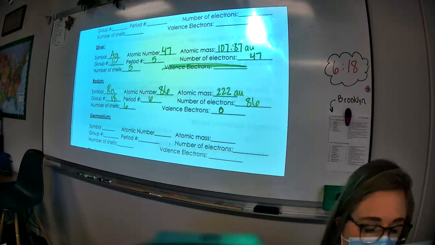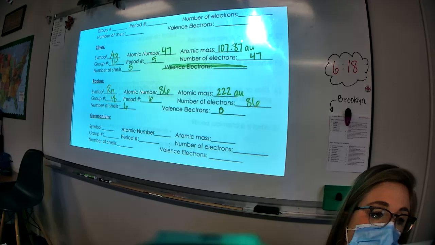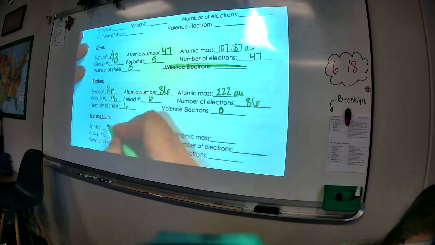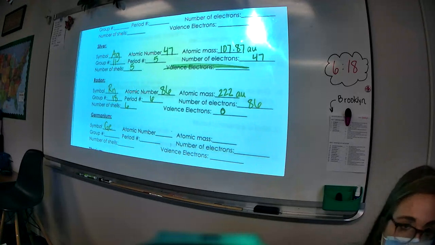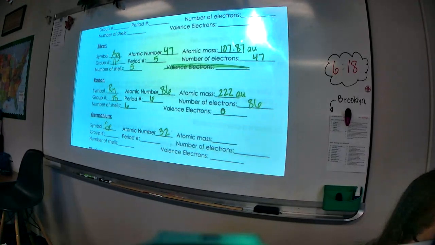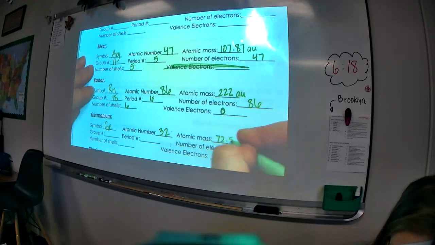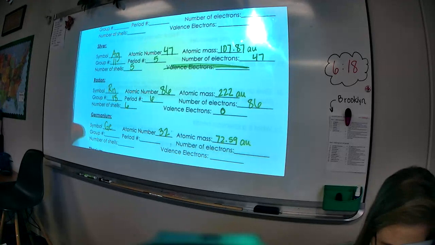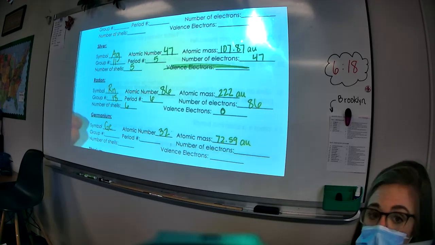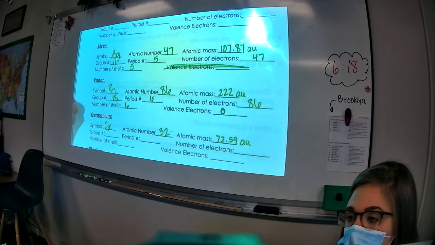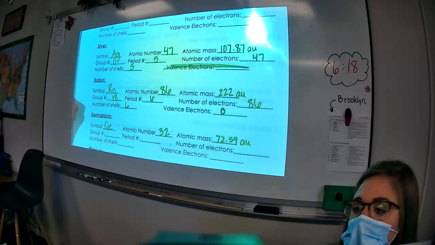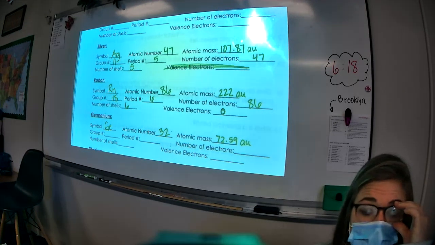Germanium, the symbol. Nico. Capital G, lowercase e. Good. Atomic number, Landon? Yes. Atomic mass, Ethan H. Good. 72.59 atomic units. Group number. Sophie? Okay, find the symbol, capital G, lowercase e. And then tell me the group number. That's the atomic number. What's the group number? I'm sorry? 14. Yep, that's correct.